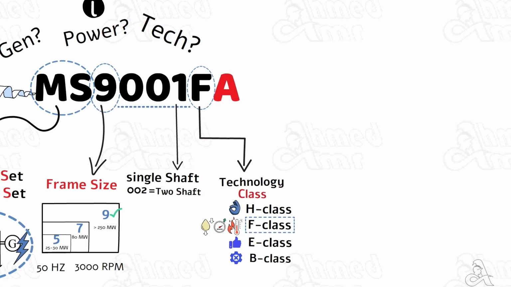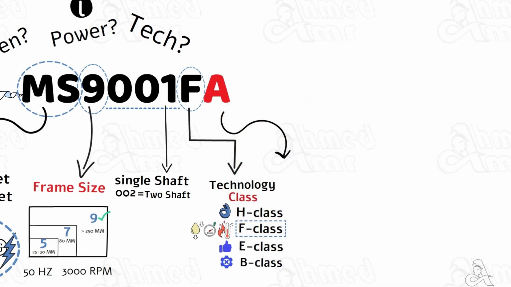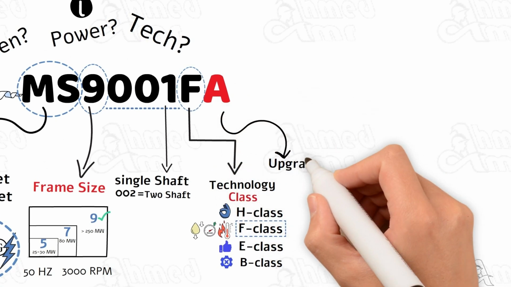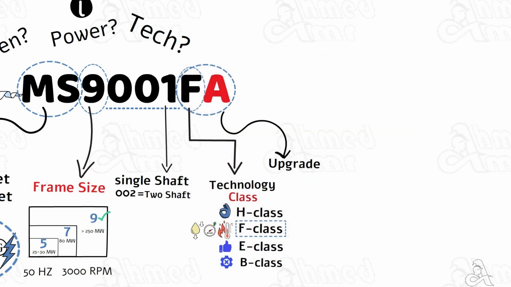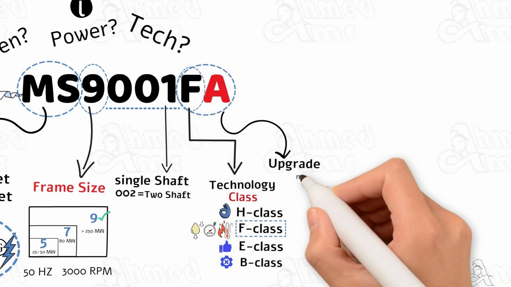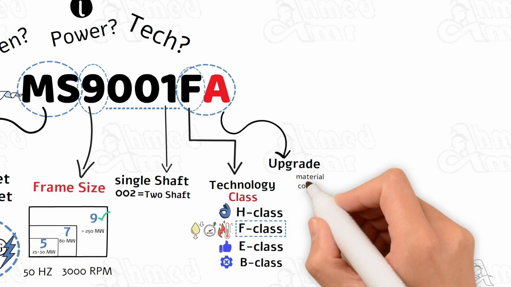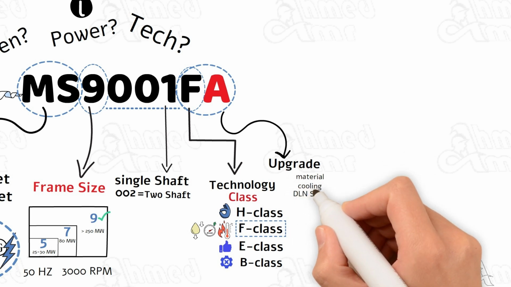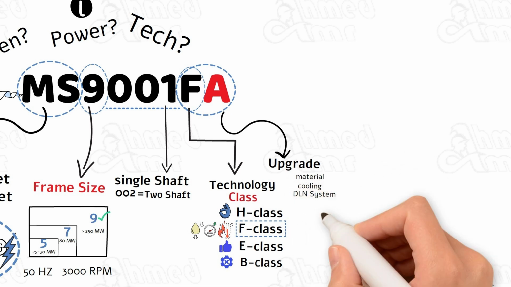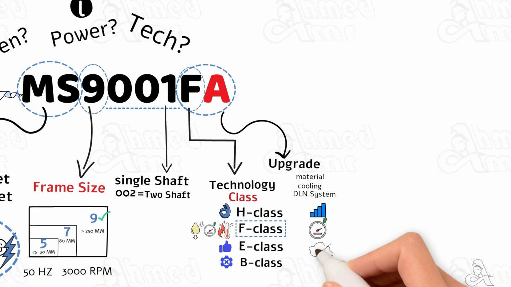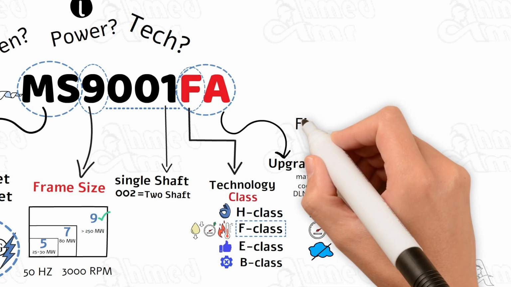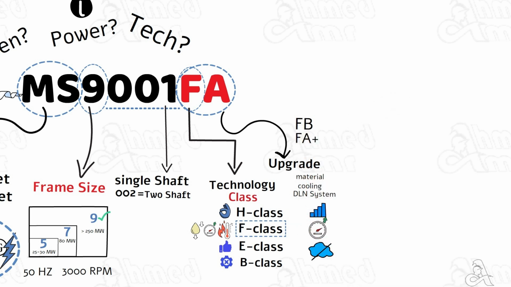Now, the final letter, A, represents the upgrade version within the same class. So FA is an improved version of the original F-class. Upgrades usually include new materials, better cooling, or improved combustion like the DLN system. These improvements increase power, increase efficiency, and reduce emissions. You may also see names like FB or FA+. These are just further upgrades inside the F-class family.